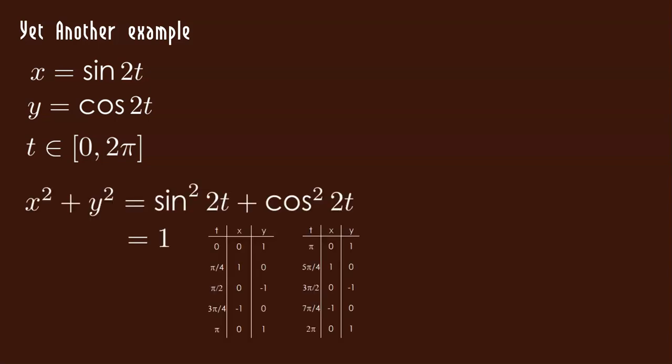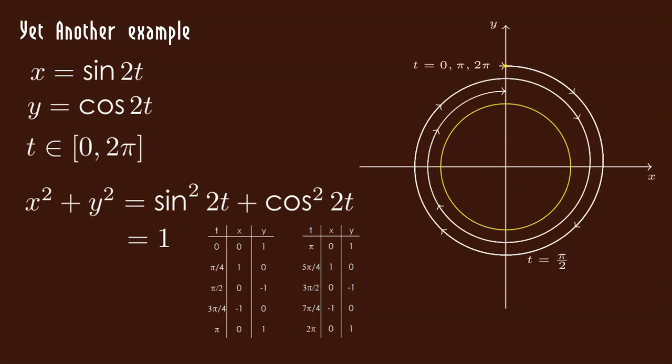Again, I'm going to have a circle, but since t is from 0 to 2 pi, and this period is half as long, I'm going to go around twice. So again, I'm going to start at (0, 1). The white spiral is just to show you the motion. I'm still in the yellow circle, but I'm going to start at (0, 1) and go around twice.